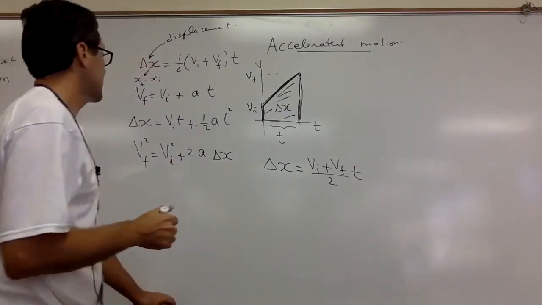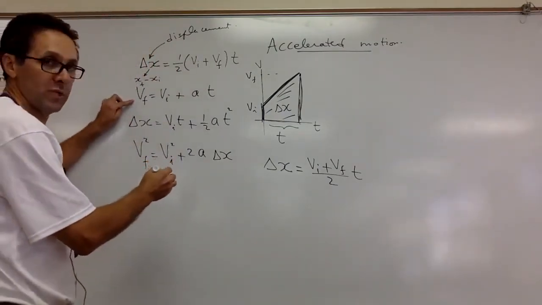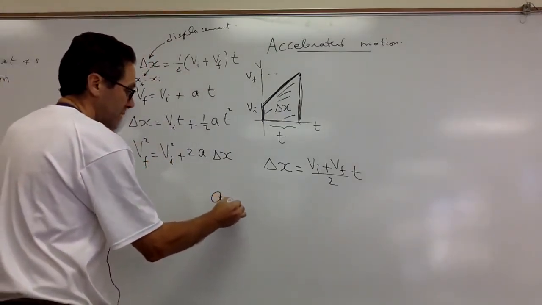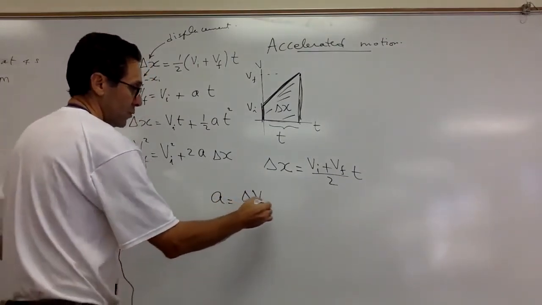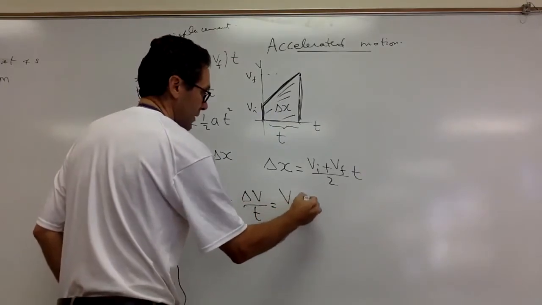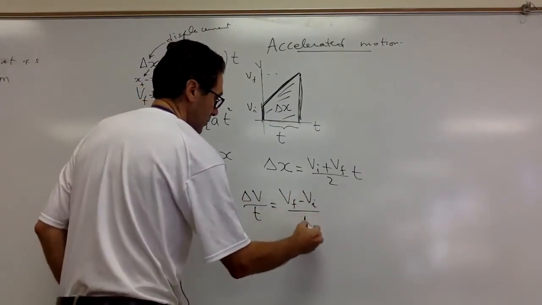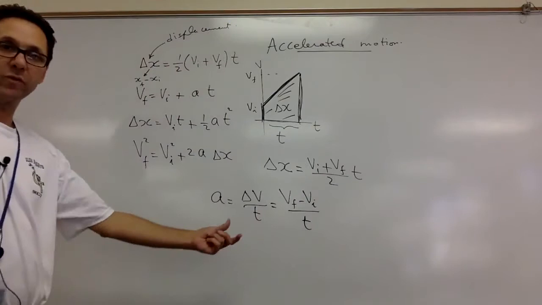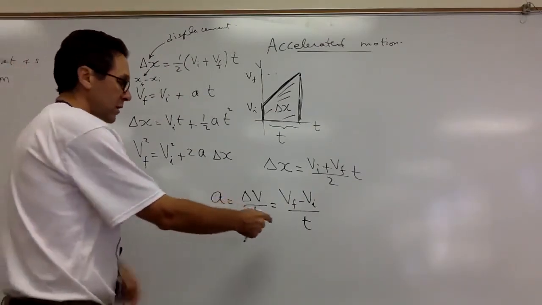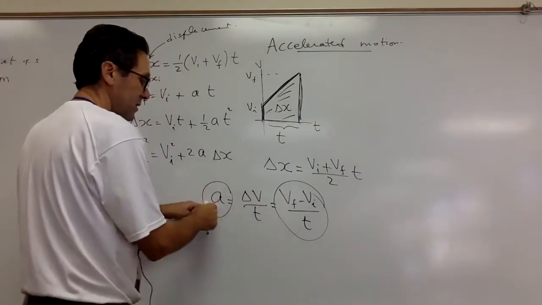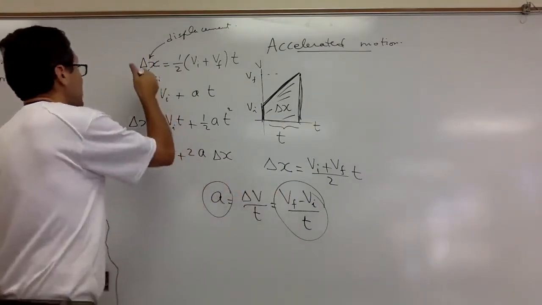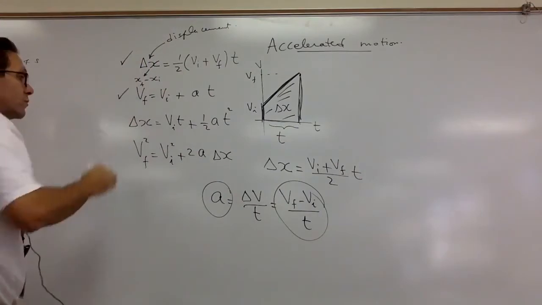All right, let's look at the second one. The second one should also be easy, because we defined acceleration as change in velocity over time, which is equal to the final velocity minus the initial velocity over time. So if you manipulate this equation a little bit, if you move the t here and you add Vi, you end up with the second one. So we're good with the first two.